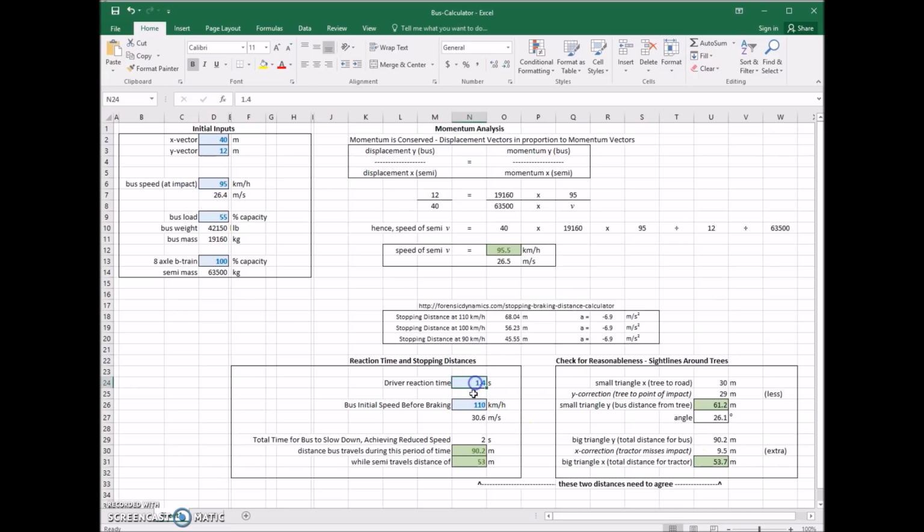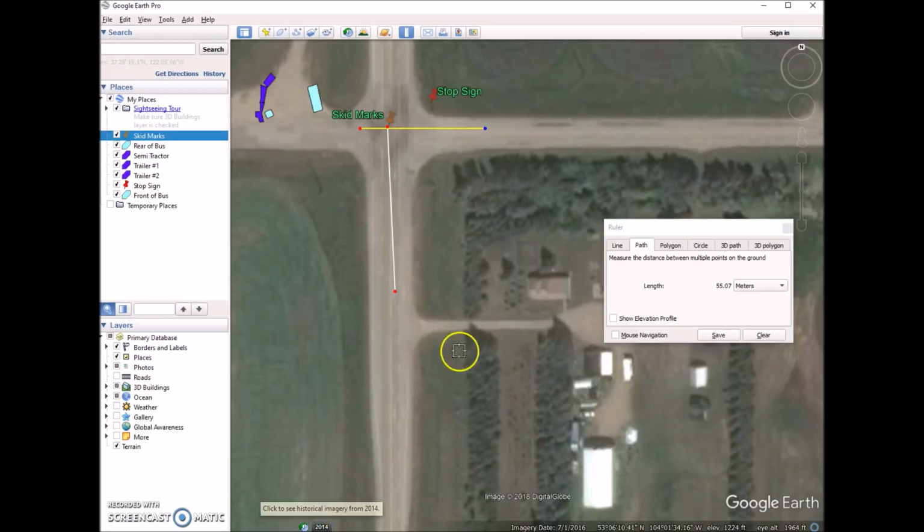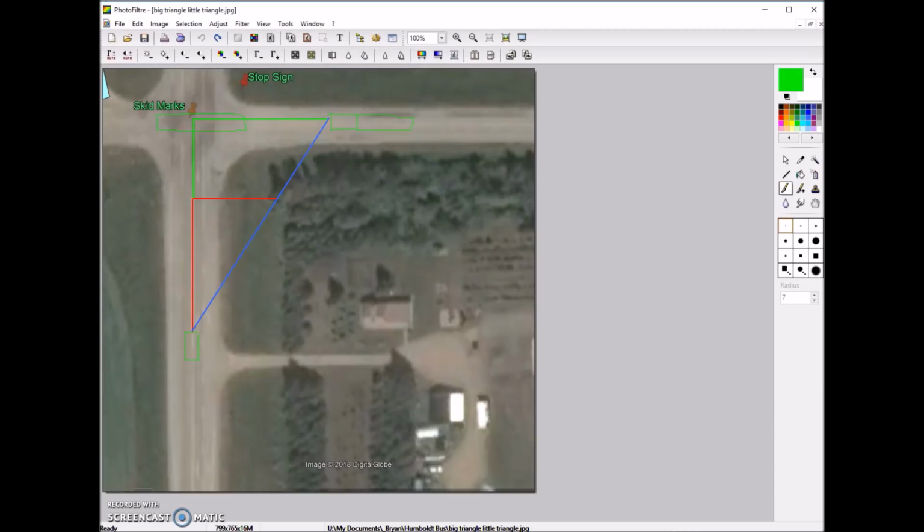Okay, so with a driver reaction time of 1.4 seconds, the bus going from 110 to 95, the B train fully loaded to capacity, the bus at 55%, we can get a speed of 95.5 kilometers per hour for the semi. Now I want to go to Google Earth and show you the bus would travel 90 meters and the semi would travel 53. So let's clear all of this. So the bus would travel, what did I say, 90 meters?